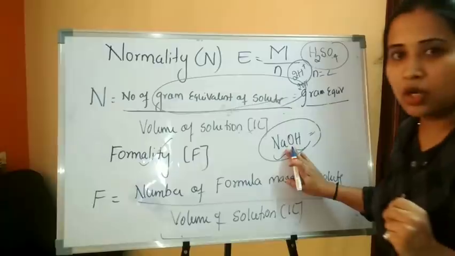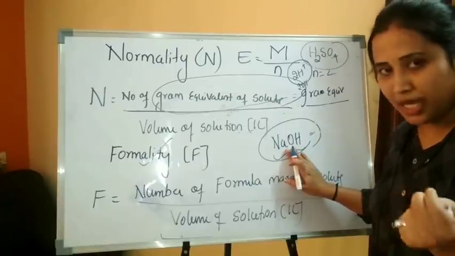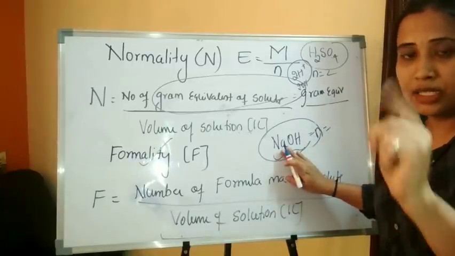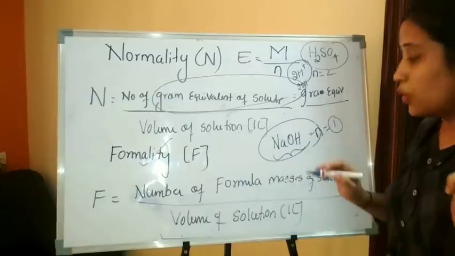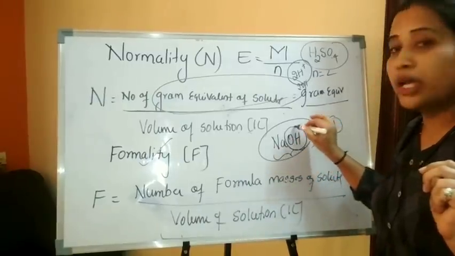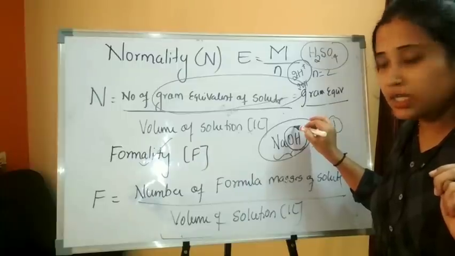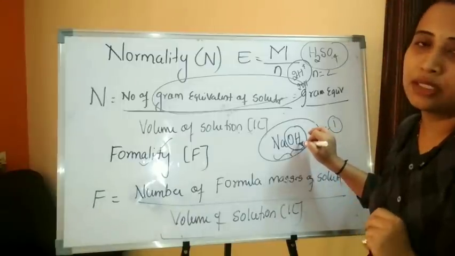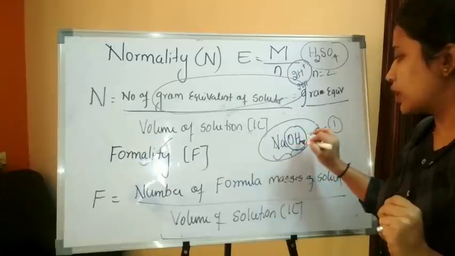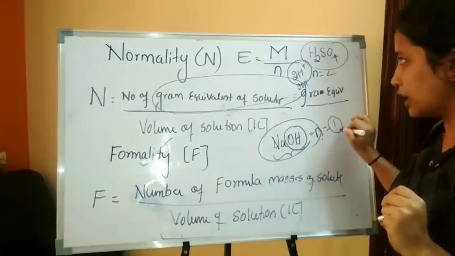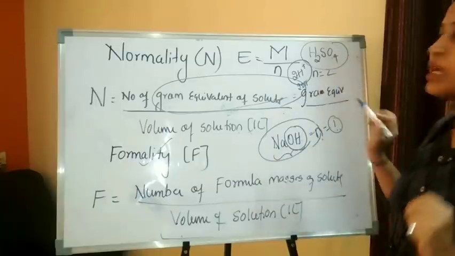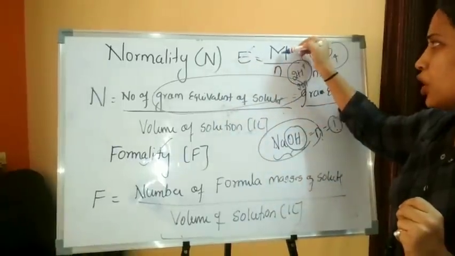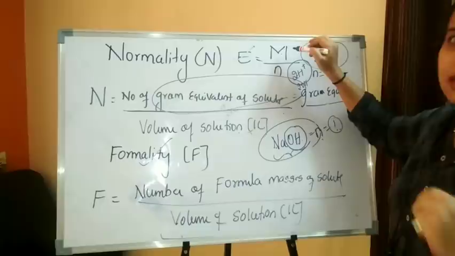Similarly, if I consider sodium hydroxide, which is a base, the N factor for this base is what? It is 1. Why 1? There is the presence of only one OH minus ion, so its acidity means we need only one H plus ion to react with this OH minus ion. So the acidity for sodium hydroxide is 1, that is, the N factor is 1. The basicity for sulfuric acid is 2. So in some cases, equivalent weight is almost equal to the molecular weight or molar mass. In some cases, it is not.